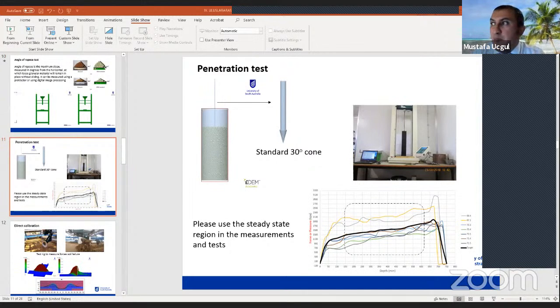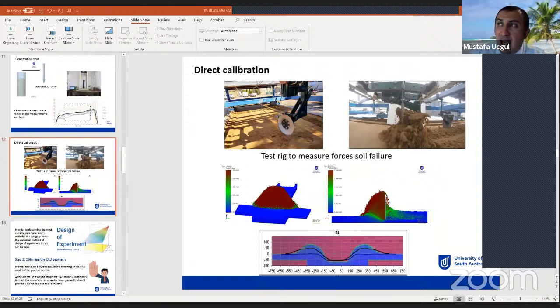The second test we can do is a penetration test. So basically, we can mimic a penetration test. We can penetrate a cone into the soil, obtain the forces, and then simulate this so that we have the same force results. Another method is direct calibration. So if we have enough facilities, we can run the tool, get the soil movement and the soil forces, and then play with the software so that we can get similar behavior.